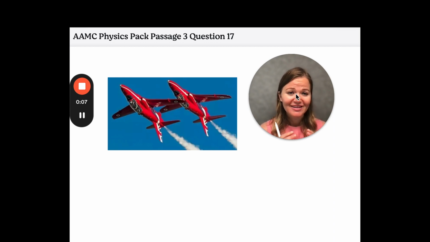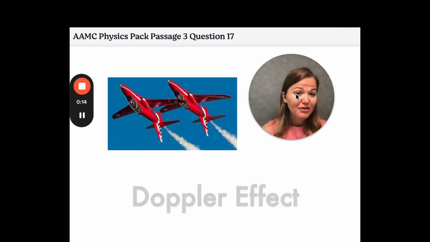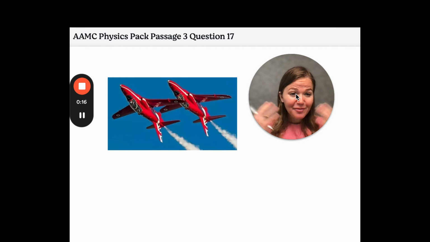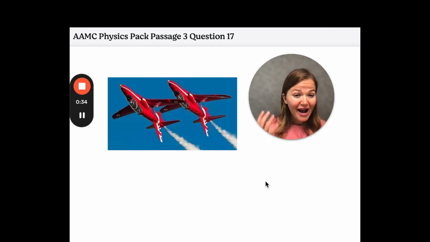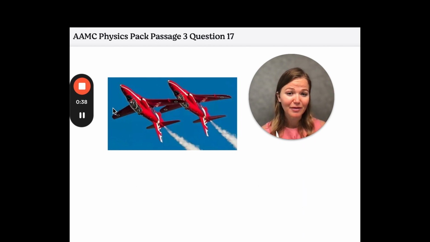So this question is really simple, again, if you understand the idea of the Doppler effect. Remember I said in one of the previous questions related to passage 3 that the MCAT likes to test your understanding of a concept by asking about pretty much the same thing in multiple ways. So this is a classic example of that. They're asking about the change in frequency detected at a receiver if two jets, like I pictured right here, are flying right next to each other.